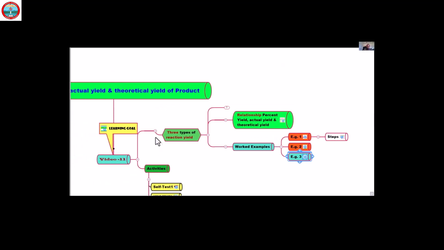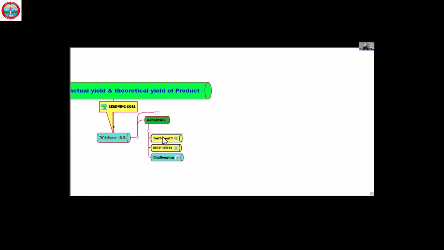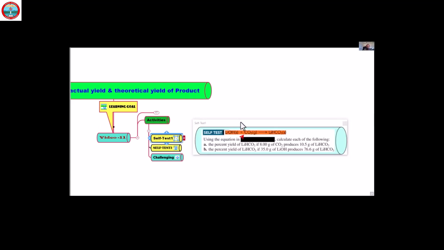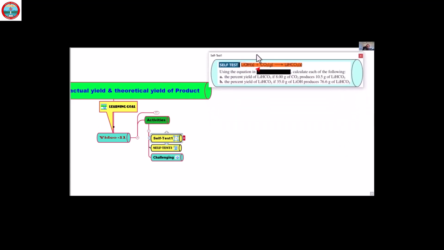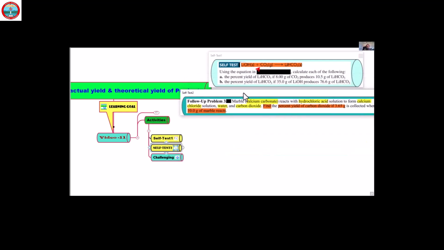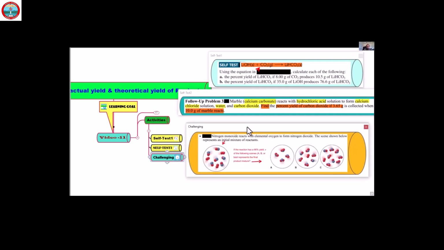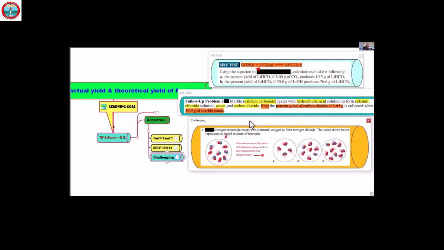And we have activities. The first activity is this one. The second activity, here you have the second activity, and finally you will have a challenging activity. Try to do this by yourself and work with your friends to master your learning of chemistry.